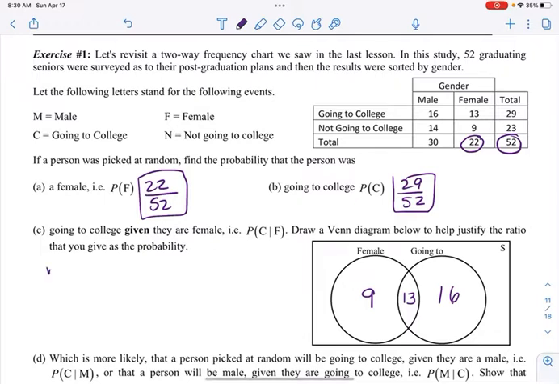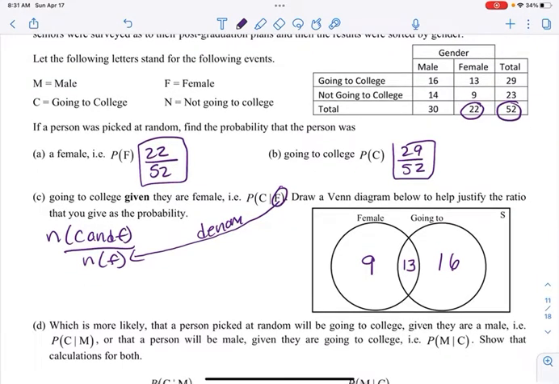So that's the number of college and female over the number of female. Remember this F right here, that's always going to be my denominator. Okay, so the number of college and female is 13, and the number of female is 22. So that's my probability.